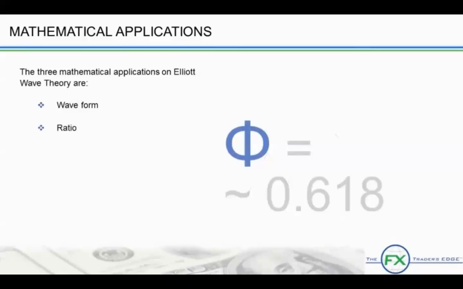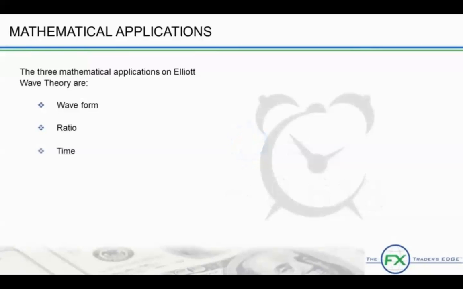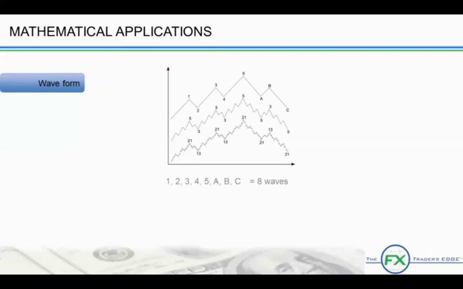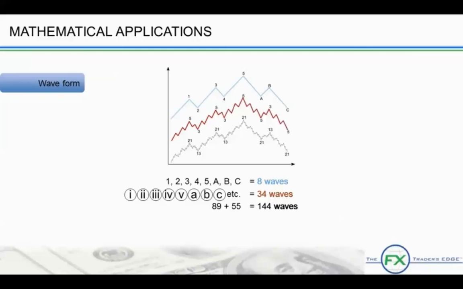ratio, and time. Fibonacci numbers are found in Elliott's waveform. How do we use Fibonacci numbers in Elliott wave analysis? We have discussed that the basic 5-wave impulse and 3-wave corrective always subdivide into Fibonacci numbers. One complete cycle has 8 waves, and subdividing further, the next cycle has 34 waves, followed by 144 waves.